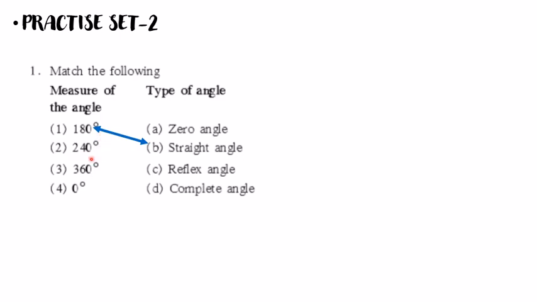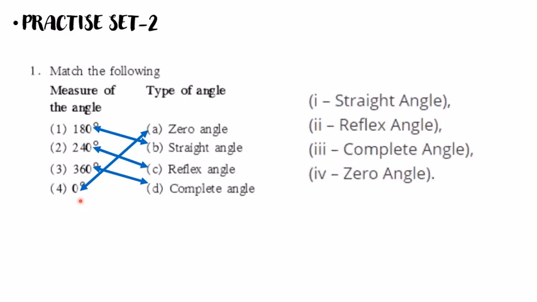Second is 240 degrees. Now as it is more than 180 degrees and less than 360 degrees, the name is reflex angle. Next is 360 degrees. It is very simple, complete angle. And the last one, 0 degrees. That is zero angle. So children, if we know the measure of the angles, we can easily tell the type of the angle.